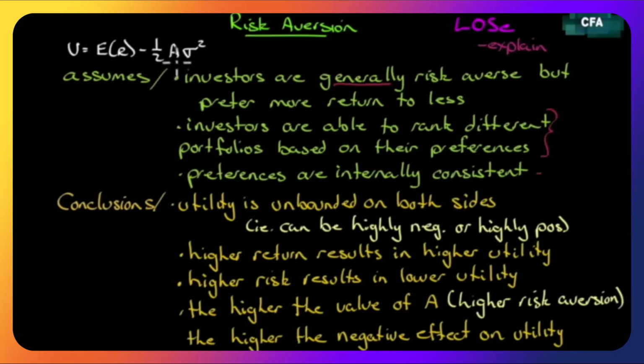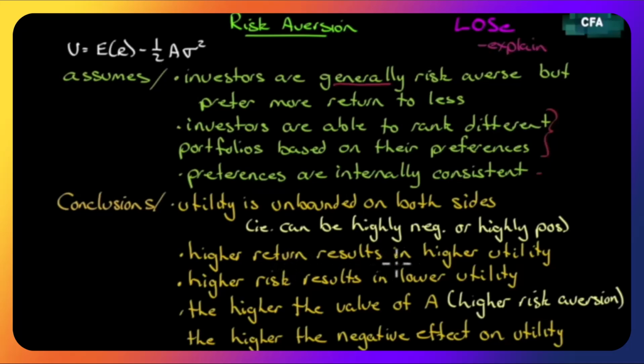What does that mean? That means A can be extremely high, extremely risk averse, or it can even be negative, which, again, for risk seeking, I don't agree with that. I don't agree with that. I think you're risk ignorant, maybe, but I have a hard time with risk seeking.